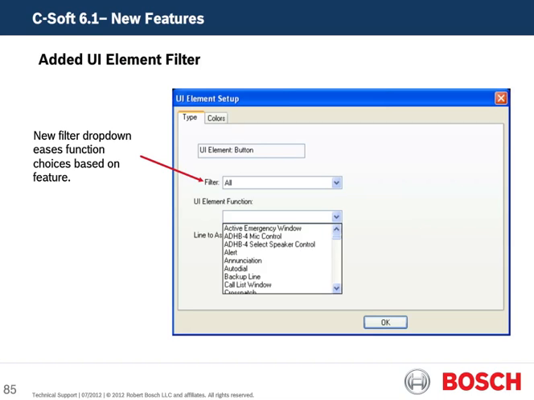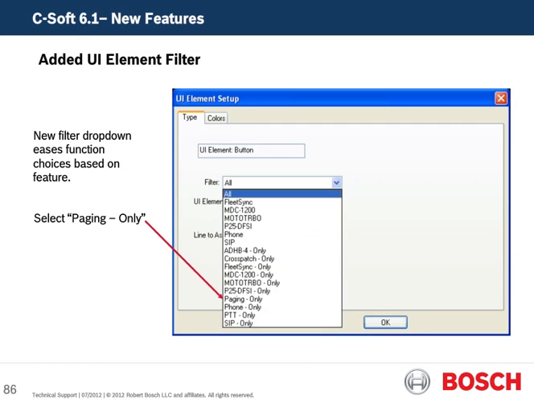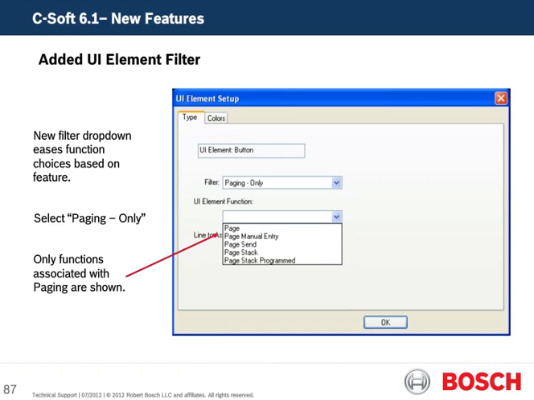New in 6.1, a filter for UI element buttons. Easily allows you to find a button type based on the desired function. From the Filter drop-down menu, select the desired feature. We have selected Paging Only for this demonstration. Now, the UI element function window is presented with paging only functions to select from.